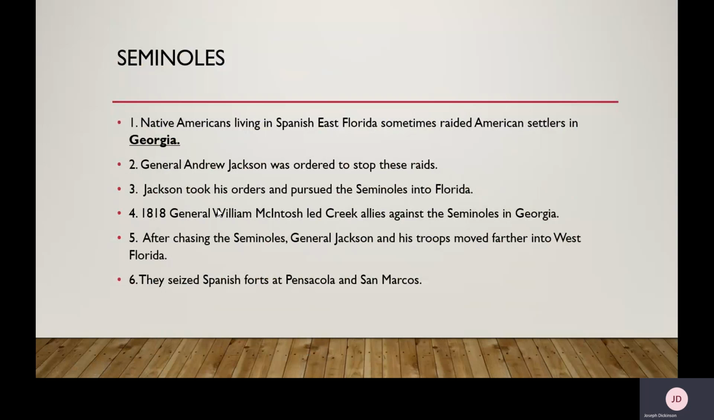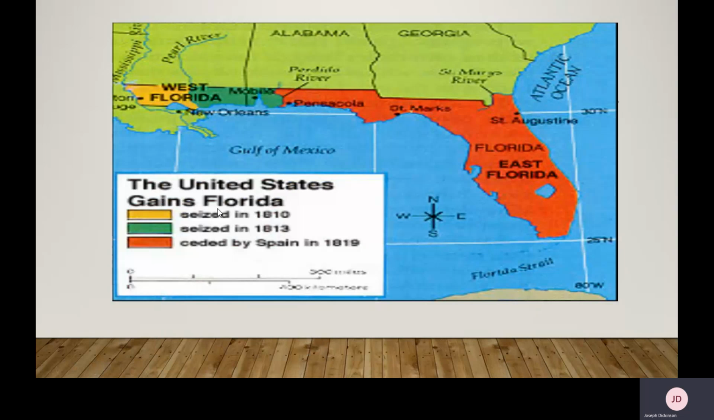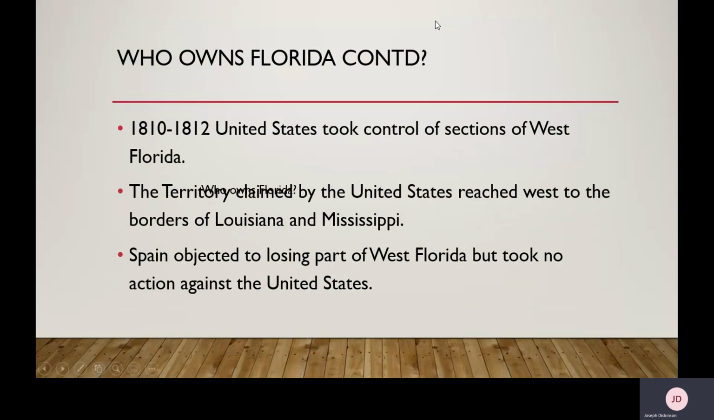All right, so the Seminoles. The Seminoles are a Native American tribe. Native Americans living in Spanish East Florida sometimes raided American settlers in Georgia. So they're going through Georgia. If we look at our map, so you guys have a visual, we've got Georgia. On the east side of Florida, these Seminole tribes are going up and messing with Georgia settlers.